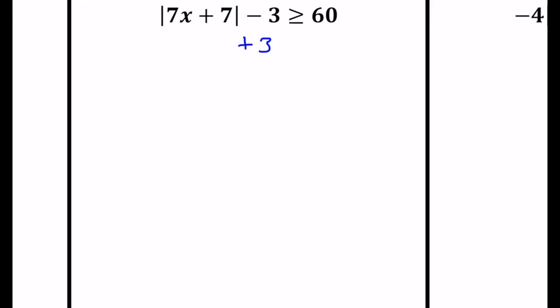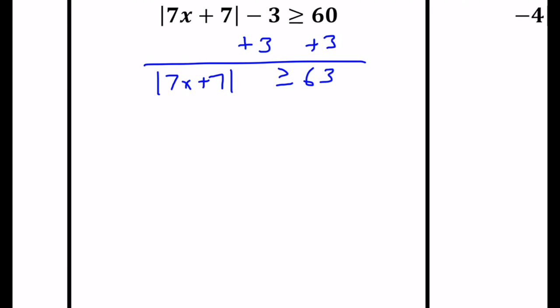Example 7, we need to get the absolute value by itself. Add 3 to both sides. Bring down your absolute value. We're going to be doing all of the steps on each of these problems.